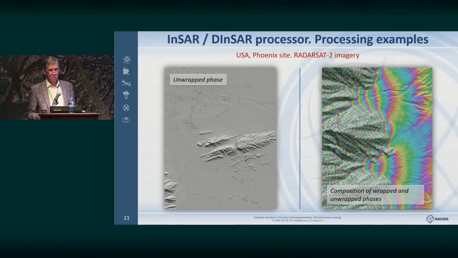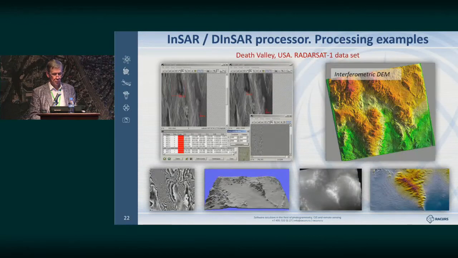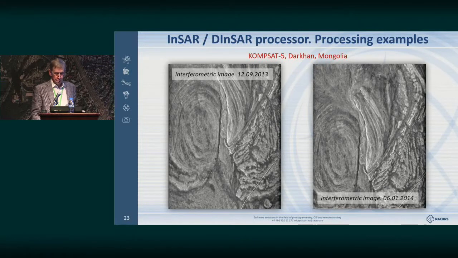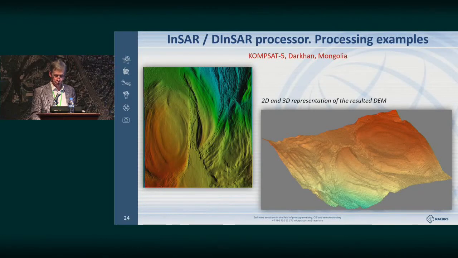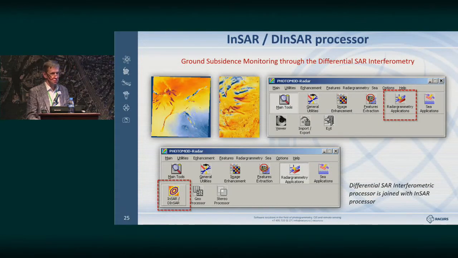Those who are used to horizontal imagery, fringes remind you a lot of those contours. And here it becomes even more evident. We're dealing with an unwrapped phase, and on the right composition of wrapped and unwrapped phases. This is a RADARSAT pair of images for the Valley of Death. A couple of images and the resulting elevations. Another example with COSMO-SkyMed, images of Mongolia, and the restored elevation in 2D and 3D.